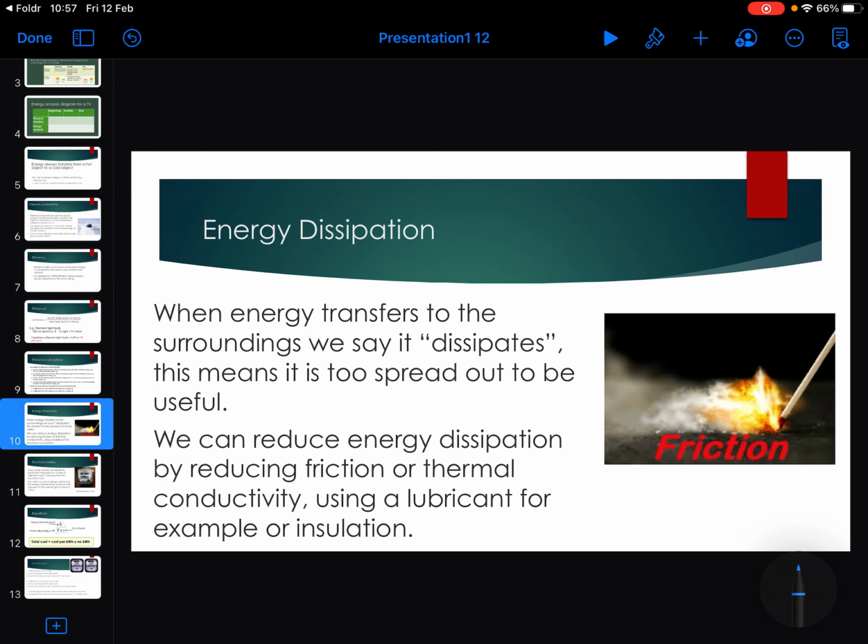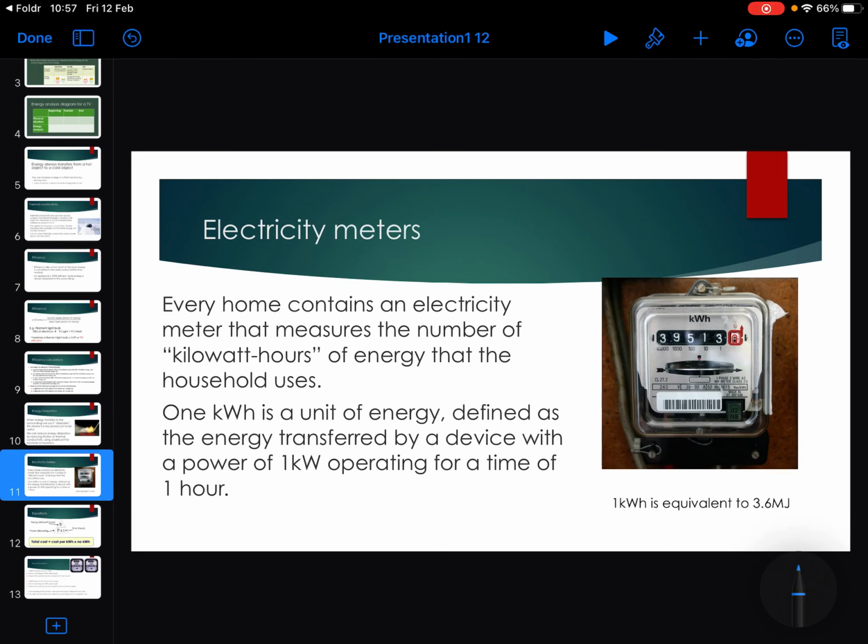Okay, we're nearly done. Energy dissipation. When energy transfers to the surroundings, we say it dissipates. This means it is too spread out to be useful. We can reduce energy dissipation by reducing friction or thermal conductivity, using a lubricant, for example, or wrapping something in insulation. Now, we do have to pay for electricity.